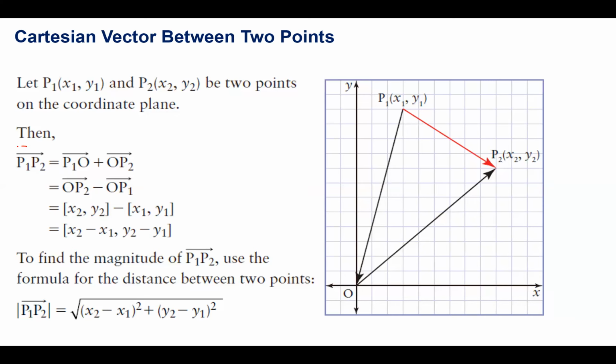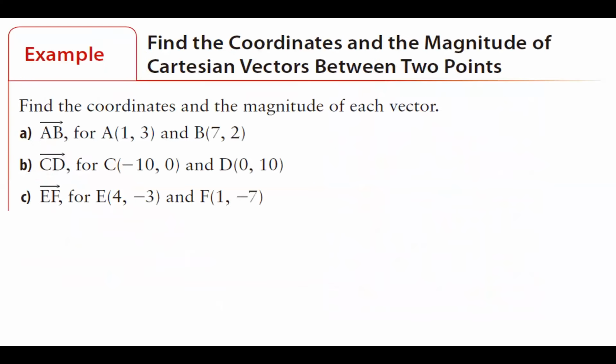Okay, basically this is to say the position vector of P1P2 is given by the coordinates of the terminal point minus the coordinates of the starting point, right? For both of the components. All right, if you don't have any questions, let's continue.